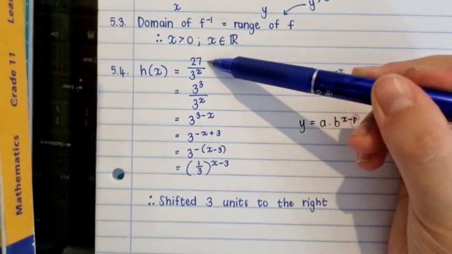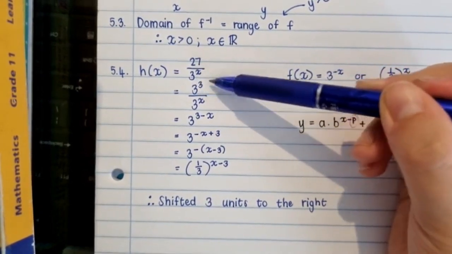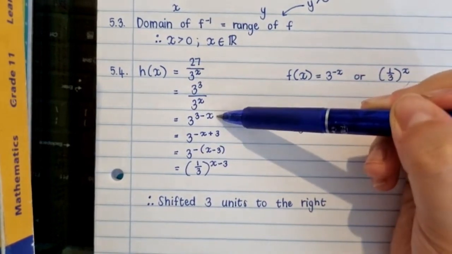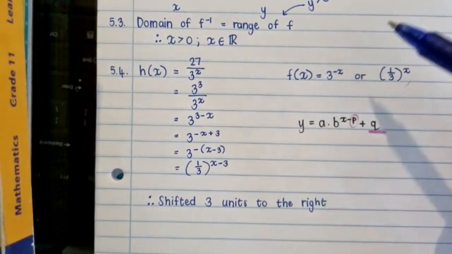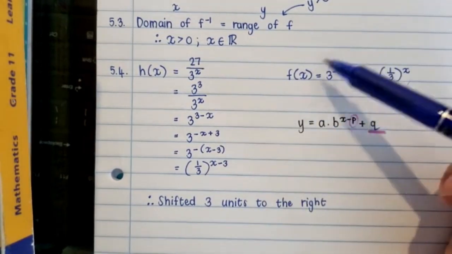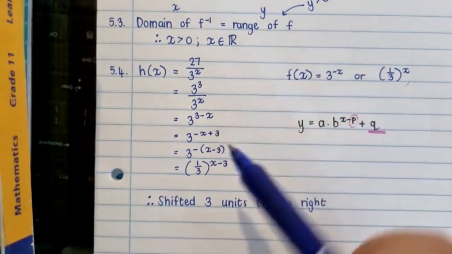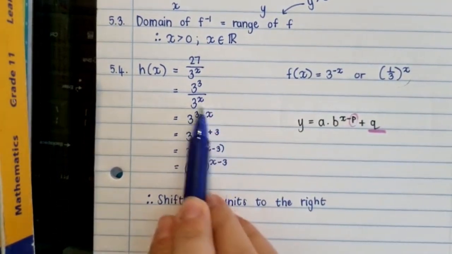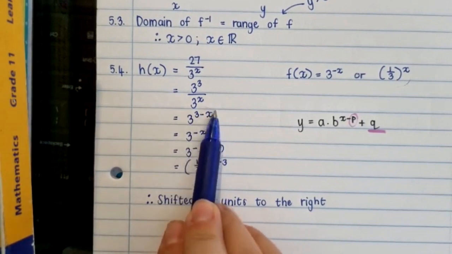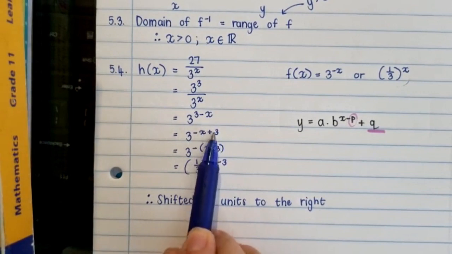So are you guys fine with writing 27 as 3 cubed? And then changing that to 3 to the 3 minus x. Right? Now I'm trying to see what happened to my original graph to get to the new graph. Okay, so from this step to this step, I haven't changed anything. I just put the negative x in first, in the front, and then I did my positive 3 there.